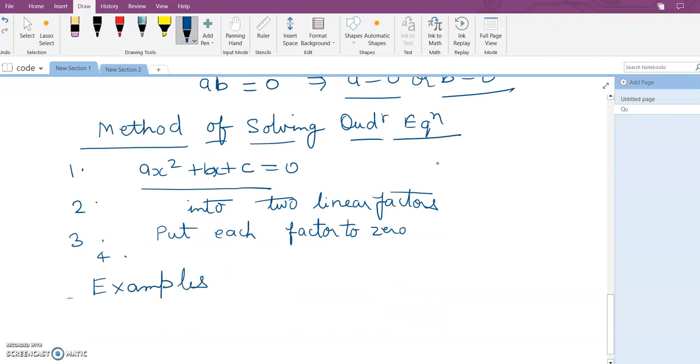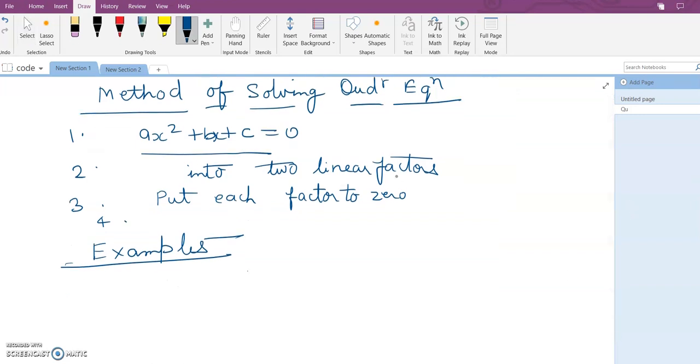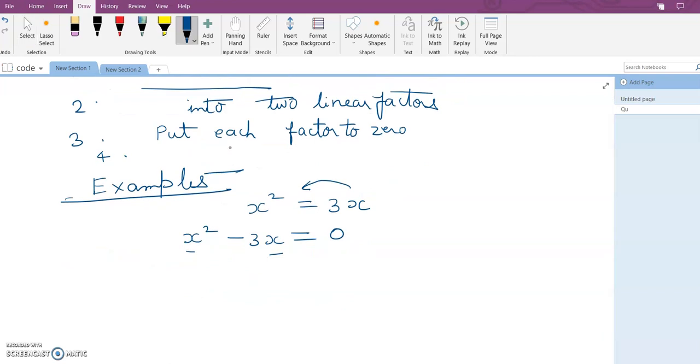We will see very simple examples here. Okay, so let's say my first example is x square is equal to 3x. Now I have to put the equation in a standard form. So first what I will do, I will drag this 3x to the left side of the equality. So it will be x square minus 3x equals to 0. Now I can see x is common in both the terms. So I will take x common. Inside we will divide it. So x square by x will be x, minus 3x divided by x will be 3 only, equals to 0.